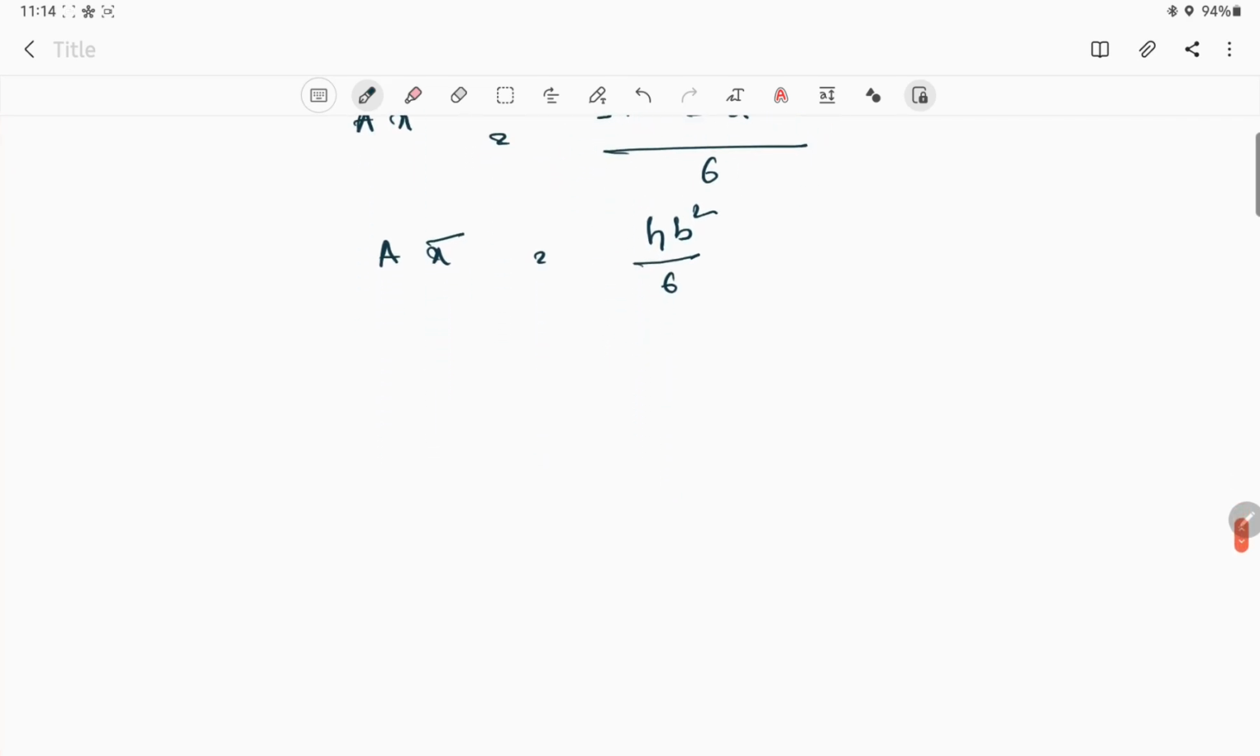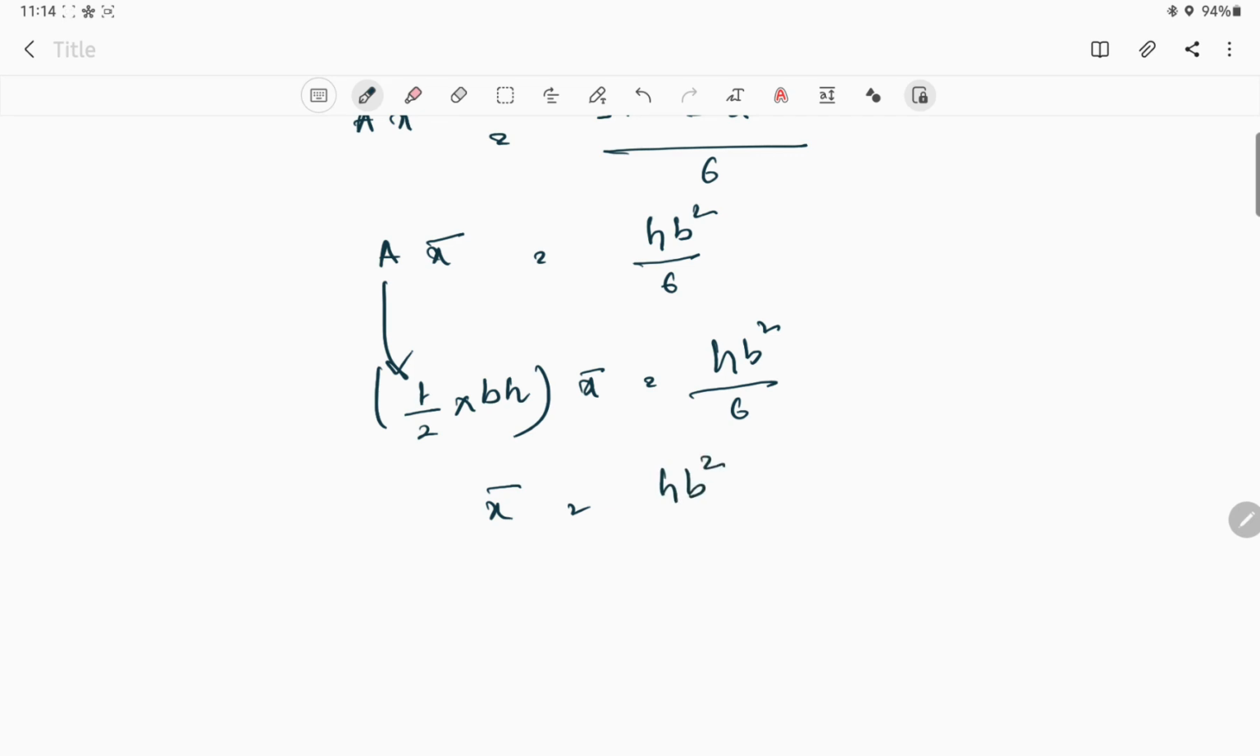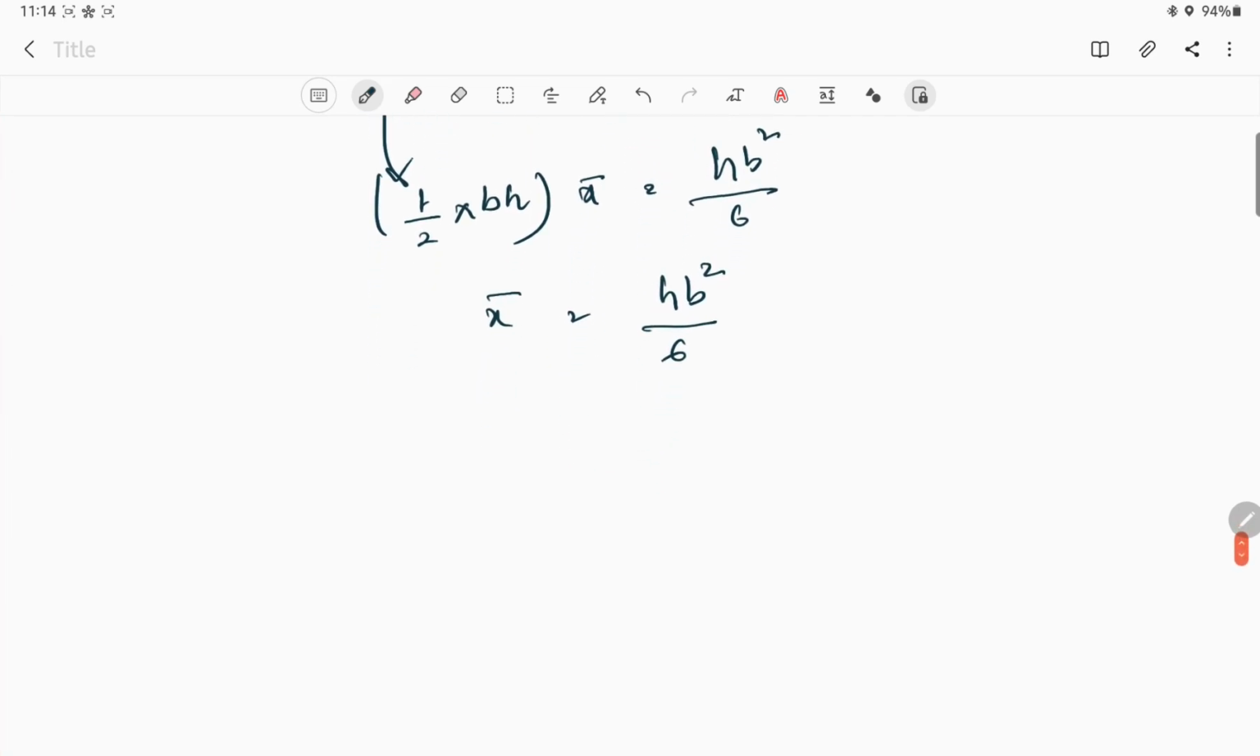So what is the area of the triangle we have? Area of triangle is half base into height. So x bar times this area is h b square by 6, okay, so you keep it as it is. Now send these terms to the right hand side. It will become 2 by bh. So 2 ones are 2, 3s are, and h and h will get cancelled, b and the square will get cancelled. So x bar is equal to b by 3.